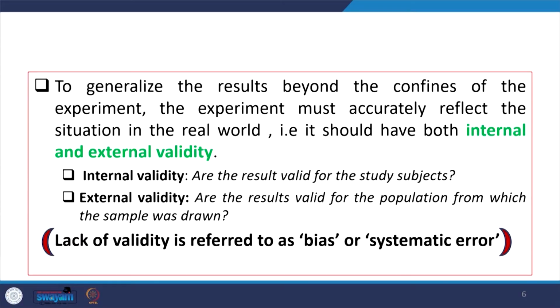Now, lack of validity is referred to as bias or systematic error. You might have heard the term often used by the reviewers of a paper, that your results seem to be having systematic error or biases.